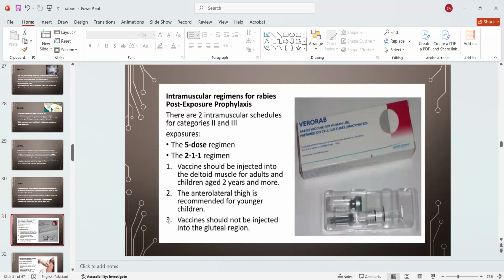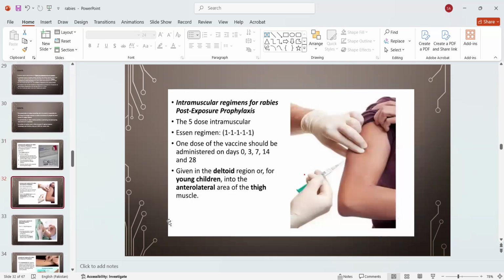Now, there are two intramuscular schedules for the category 2 and 3 exposures, the 5-dose regime and the 2-1-1 regime. Vaccine should be injected into the deltoid muscles for adults and children aged 2 years and more. The anterolateral thigh is recommended for younger children. Vaccine should not be injected into the gluteal region.